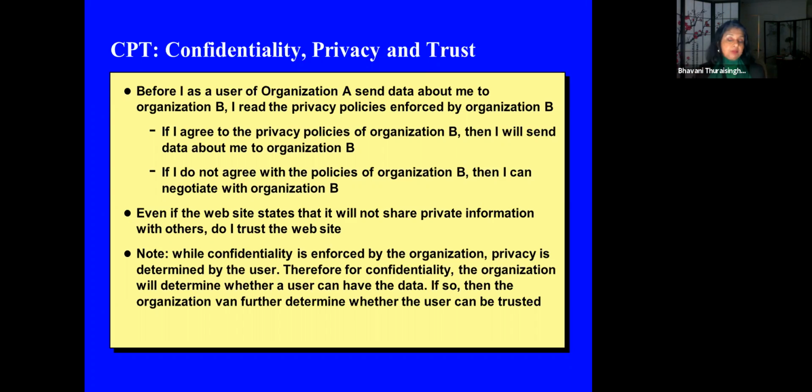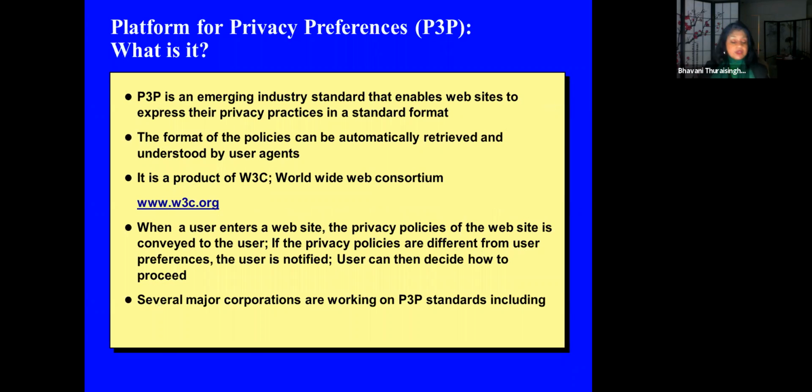So we wrote a very nice paper, I don't know, this was over a decade ago, on integrating confidentiality, privacy, and trust into a system. Okay, so then how do you specify all these privacy preferences?